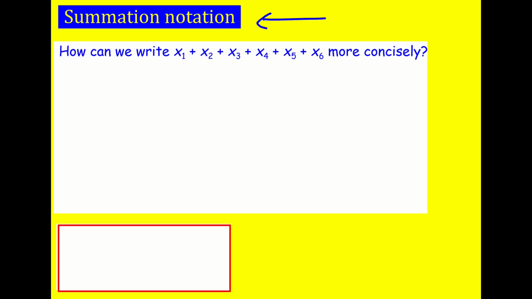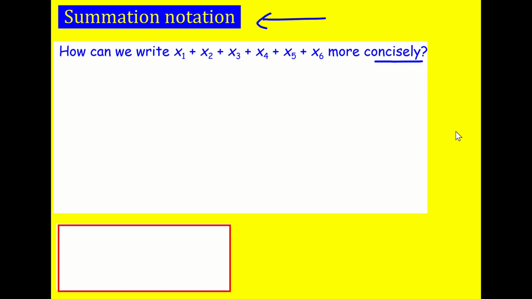Don't look this up, don't try and cheat, but think, how could we write six things added together as shown, x1 plus x2 plus x3, and so on? How do we make this more concise, i.e. convey exactly the same information but through much briefer means? Because if I had to add up 100 values from 1 to 100, I'm going to have to write loads down. I'd be really interested to see what you come up with.